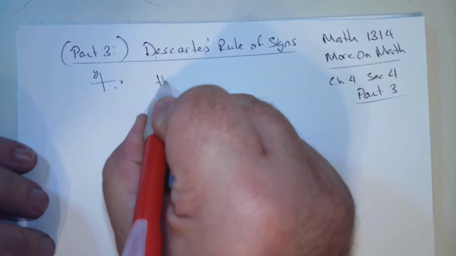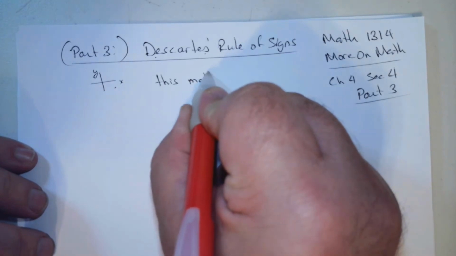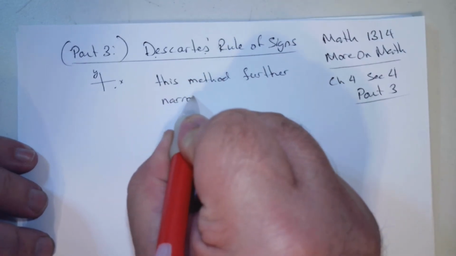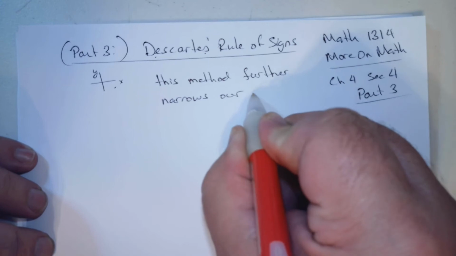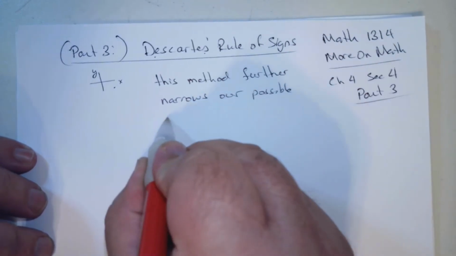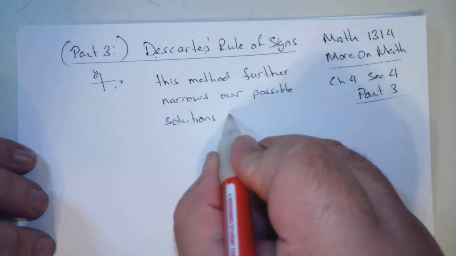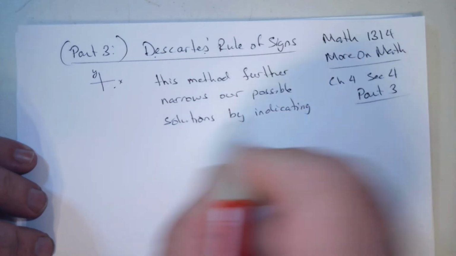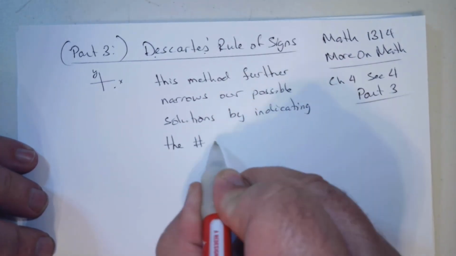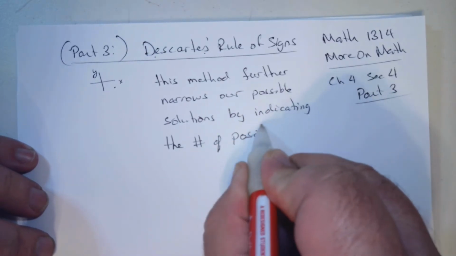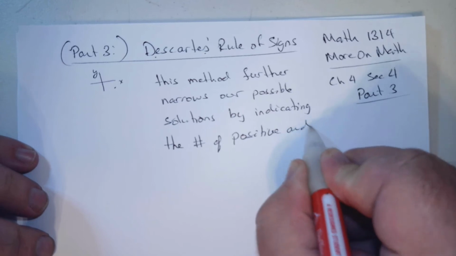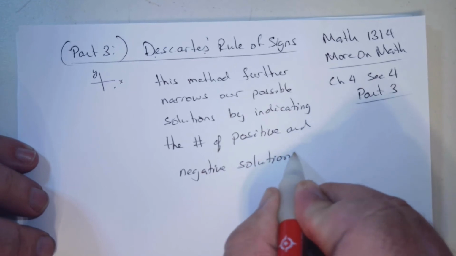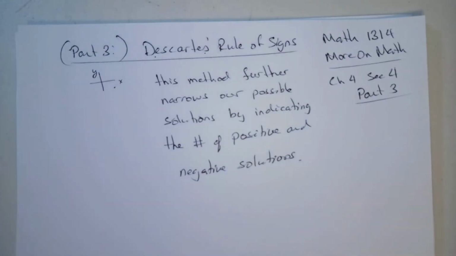So this method further narrows our possible solutions by indicating the number of positive and negative solutions. Now, how does that help?